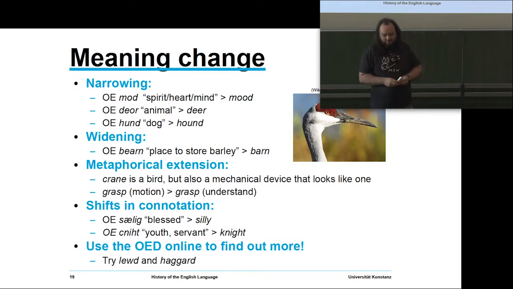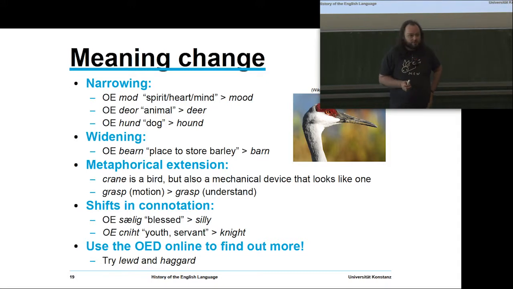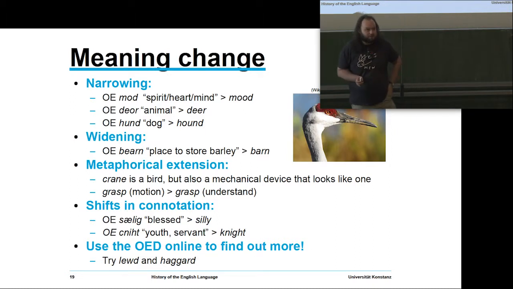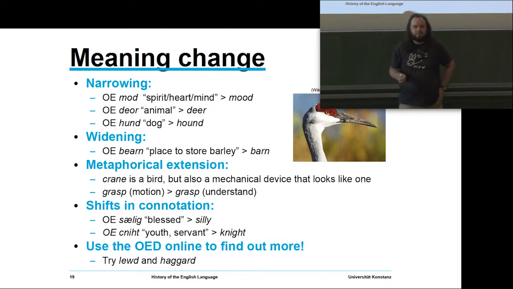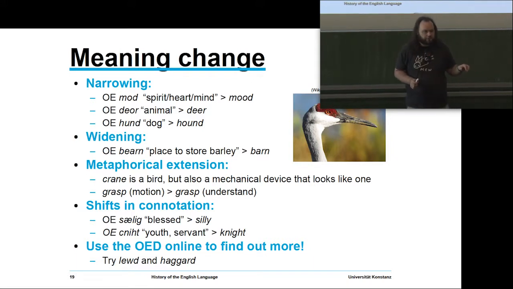So that is deer. Old English hund means dog, just like German Hund, and it comes to mean hound. Right, a hound. And a hound in modern English is a very specific kind of dog. It's the kind of dog that you use to go hunting with, for instance, if you're a member of the Conservative Party.